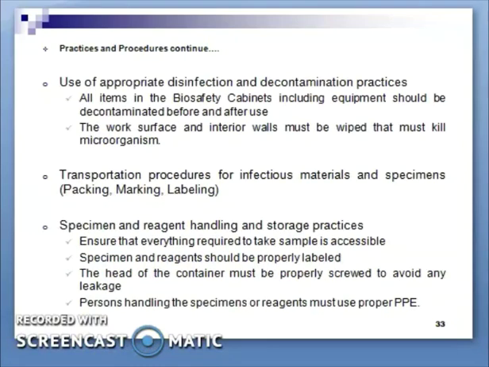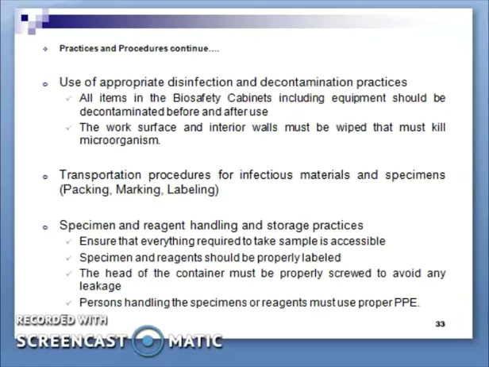Also in practices and procedures, use of appropriate disinfection and decontamination practices. All items in the biological safety cabinets, including equipment, should be decontaminated before and after use. The work surface and interior walls must be wiped with something that kills microorganisms. Similarly, transportation procedures for infectious materials and specimens, which include the packing, marking, and labeling.